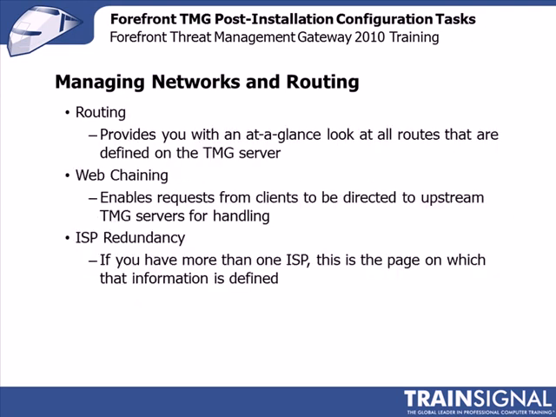Firewall is basically a router on steroids. This provides you with an at-a-glance look at all routes that are defined on your Threat Management Gateway server. If you have multiple Threat Management Gateway servers in your environment, you can enable what's called web chaining, which will enable requests from clients to be directed to upstream Threat Management Gateway servers for handling. The final tab you'll see is ISP redundancy, and if you have more than one internet service provider, this is the page on which you're going to make the configuration options that are necessary for that redundancy to work.